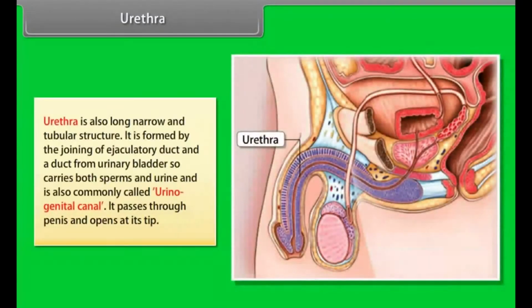Urethra. Urethra is also a long, narrow, and tubular structure. It is formed by the joining of ejaculatory duct and duct from urinary bladder, so it carries both sperms and urine, and is also commonly called urinogenital canal. It passes through penis and opens at its tip.